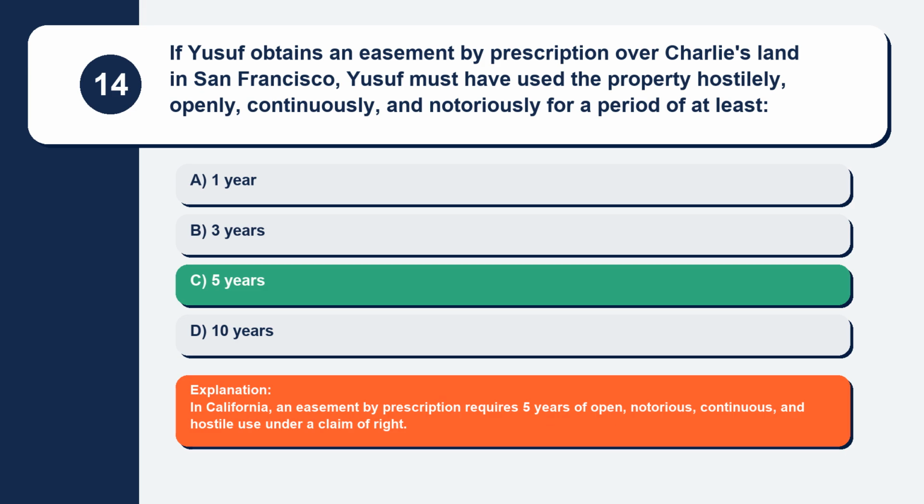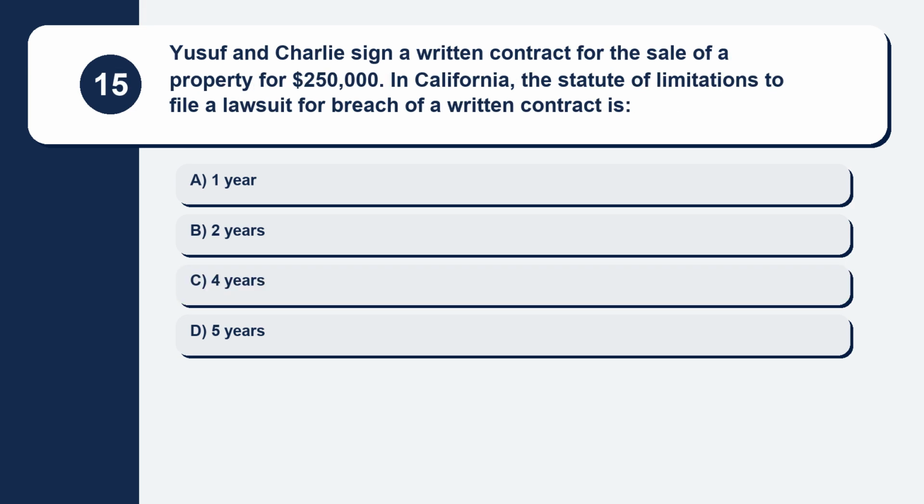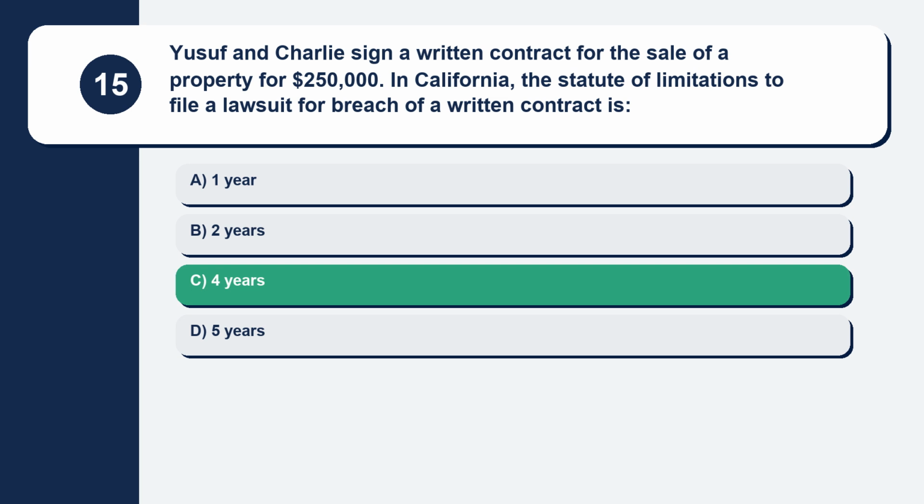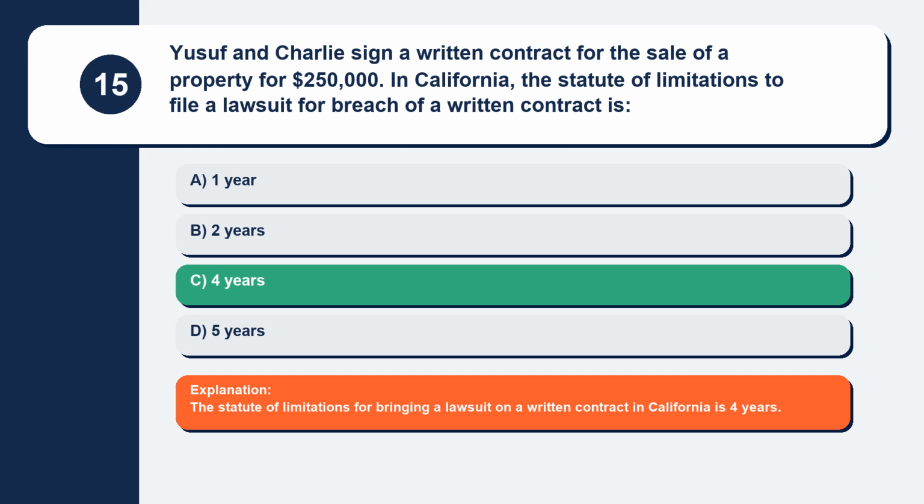of right. Question 15. Yusuf and Charlie sign a written contract for the sale of a property for $250,000. In California, the statute of limitations to file a lawsuit for breach of a written contract is. Here are your options. Option A, 1 year. Option B, 2 years. Option C, 4 years. Option D, 5 years. The correct answer is option C, 4 years. Explanation: the statute of limitations for bringing a lawsuit on a written contract in California is 4 years.